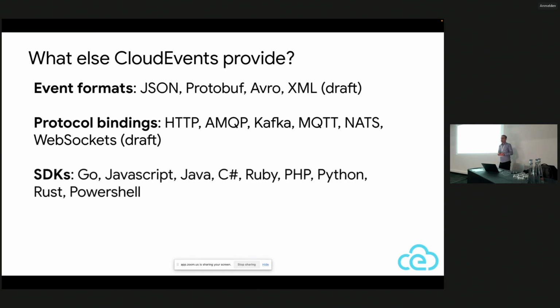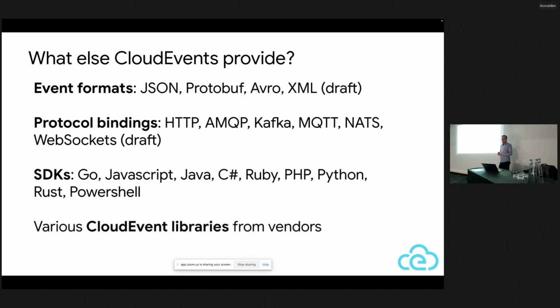There are SDKs for pretty much all the major languages. And you also have CloudEvent libraries from vendors, because I told you that the data field includes the actual data. Cloud providers, for example Google Cloud, have the Google Cloud Events library to help you read the data field as well, because that will include the actual event that you're interested in. So you use the CloudEvent SDK to read the envelope, and then you use the custom libraries to read the actual data part of the CloudEvent.